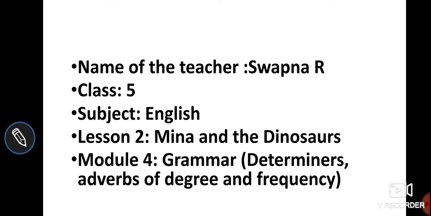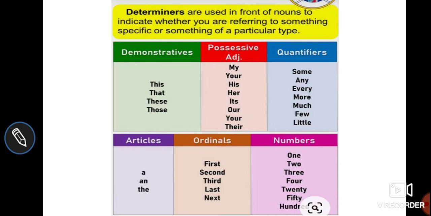Today we are going to learn from lesson 2, Mina and the Dinosaurs, the grammar part, which is module 4. From this grammar part, you are going to learn determiners, adverbs of degree and adverbs of frequency. These may seem very difficult to understand and learn. But children, let me assure you, these are very simple to learn. Okay, so let us learn them one by one. Come, join me. First of all, determiners.